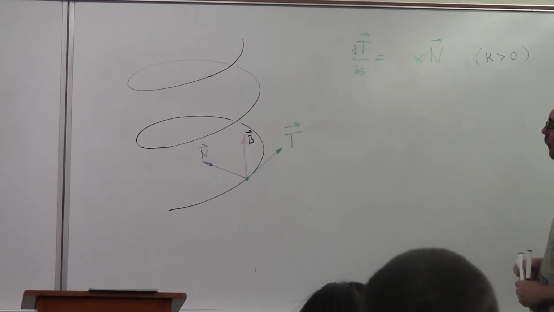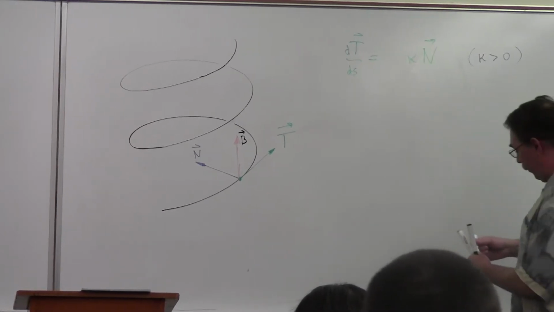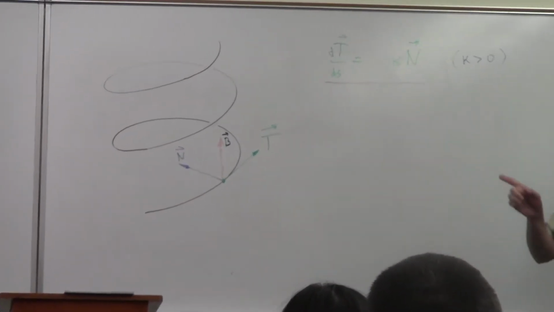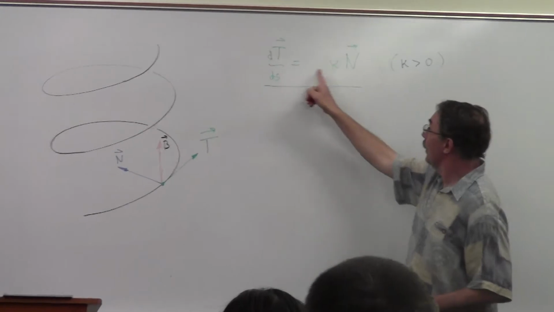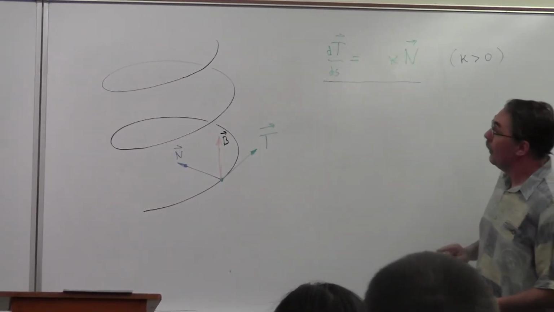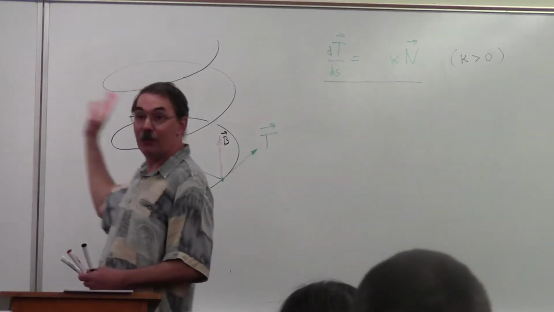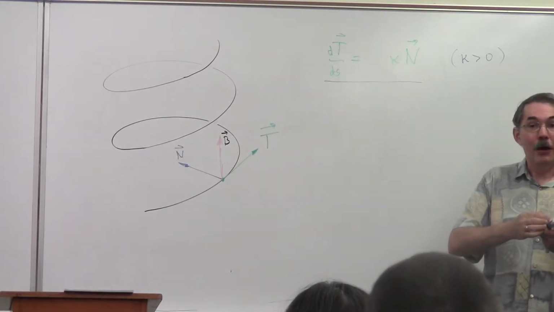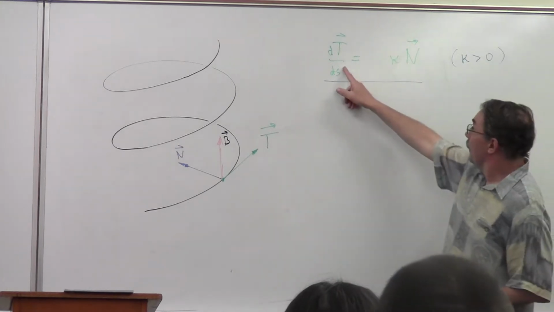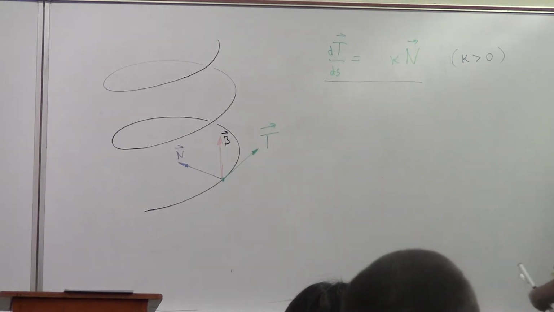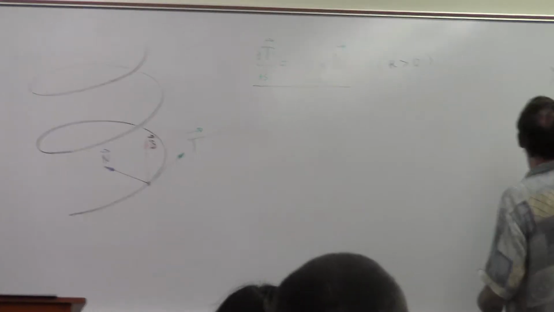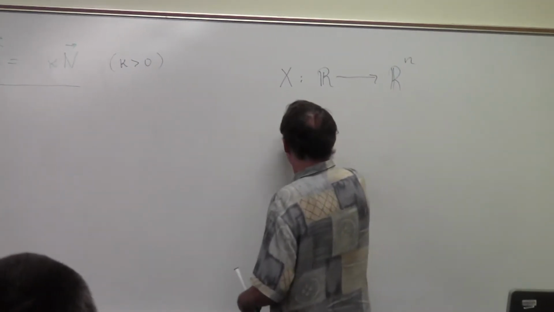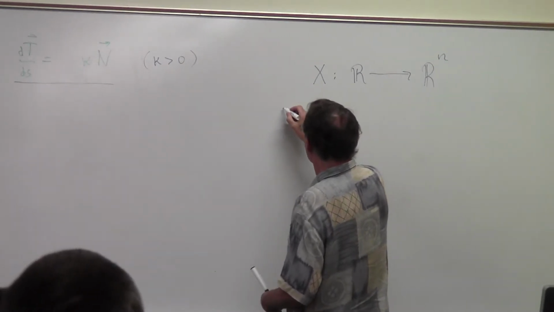The basic formula that I'm going to use is this one. The derivative of the unit tangent is the curvature times the unit normal. That formula works in 2 dimensions, in 3 dimensions, and in higher dimensions you get the same thing. If you have a curve in Rn, then you can define this so. If x is a curve in Rn, a function from R to Rn, then let's assume that it's arc-length parameterized.